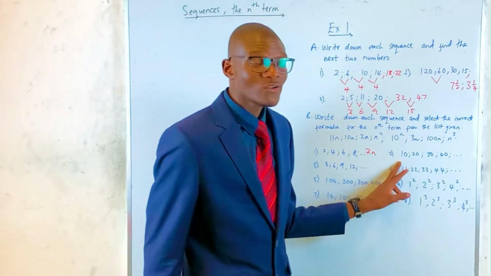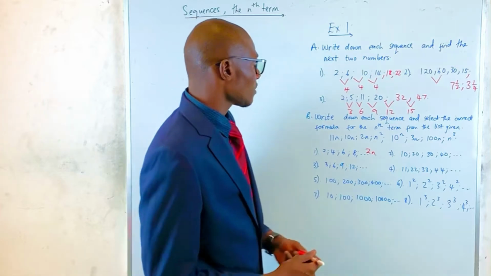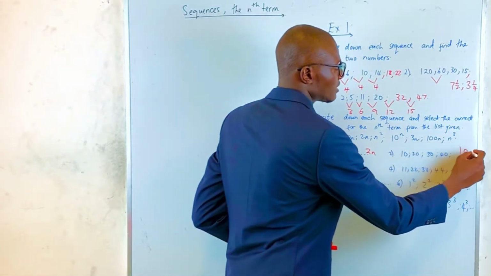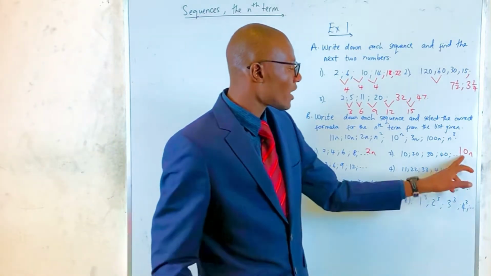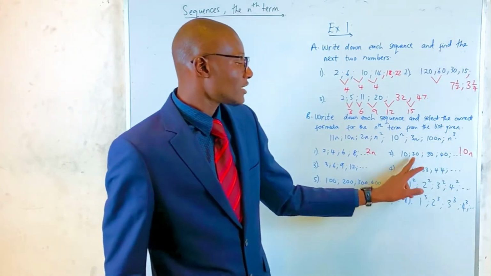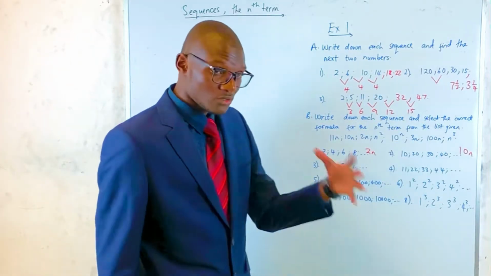Then now for the second one, we've got 10, 20, 30, 40, 50. These are multiples of 10. So that's simply 10n, where n is the nth term. So for n is 1, the first term is 10. Then for n is 2, the second term is 20, and on and on.